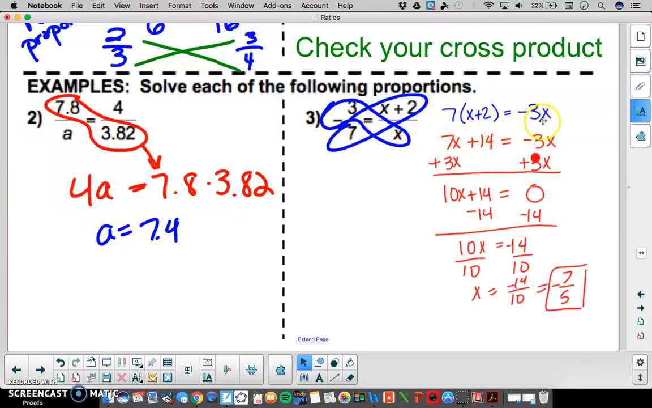So now we have the resulting equation to solve, where we would need to distribute the 7 and get 7x plus 14 equals negative 3x. So add 3x to both sides, and I get 10x plus 14 equals 0. Subtract 14. So 10x equals negative 14. Divide by 10 on both sides and reduce that final fraction to get negative 7/5.